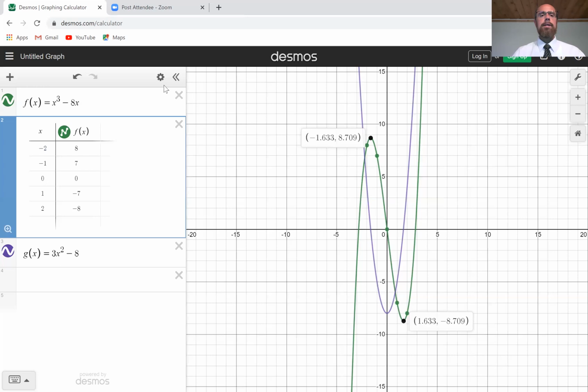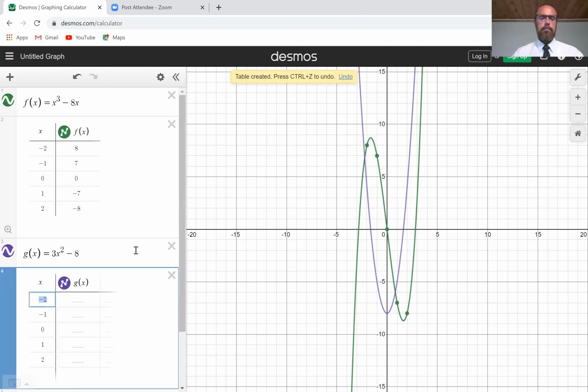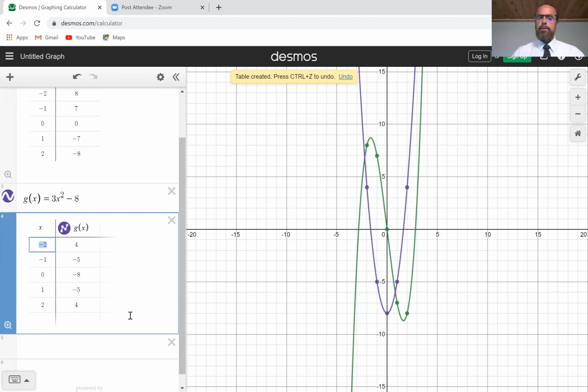Now I want to get a table for this g of x, the one in the purple. So there's the points on that one, and it's definitely an even function. -2 yields 4, so does +2. -1 yields -5, 1 yields -5. The vertex is at 0, -8.